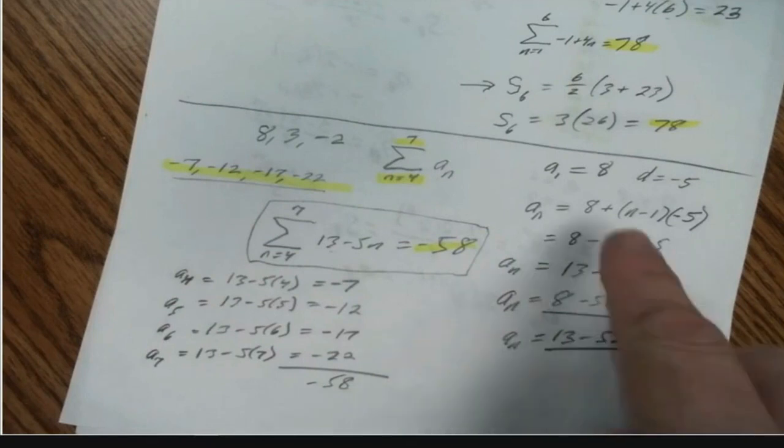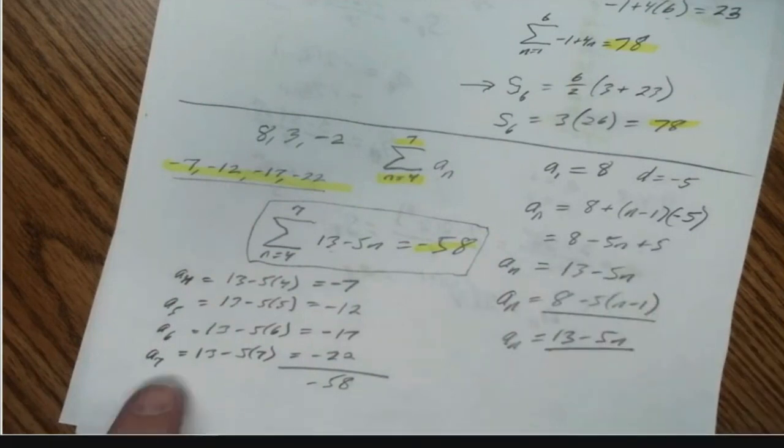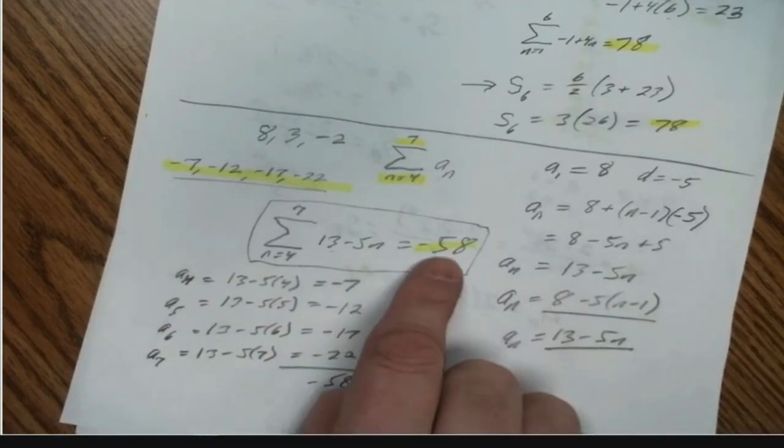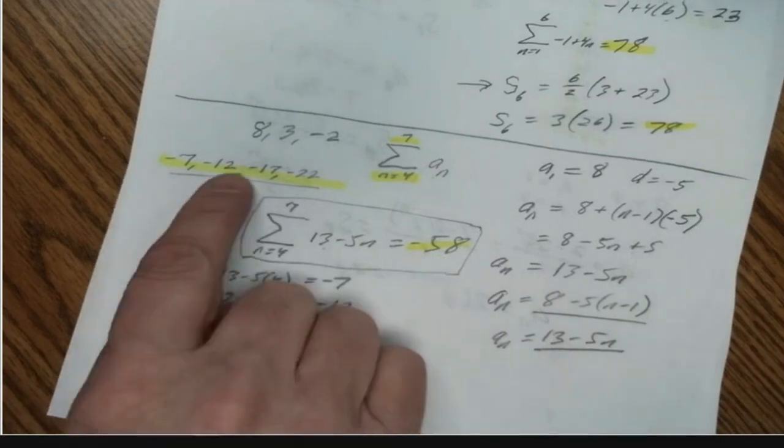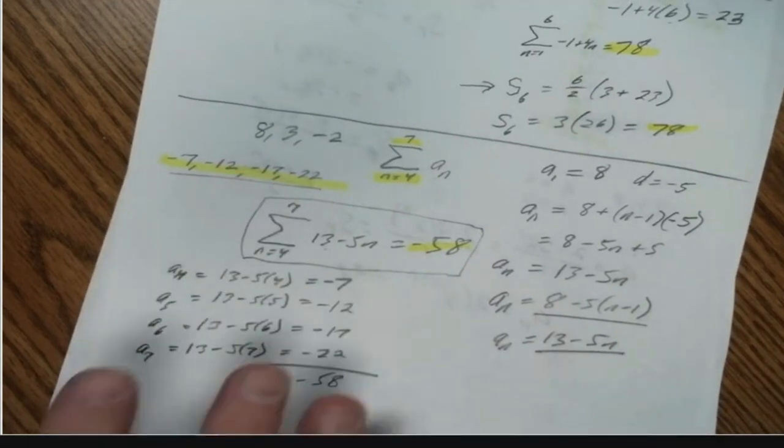So if you want to try one of these other methods where we're using the formula, you can always double check yourself by simply finding each term and adding those together.